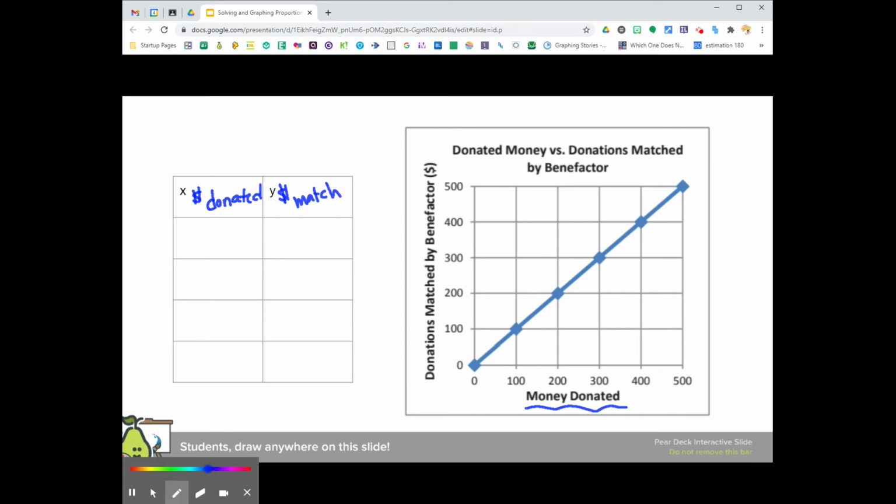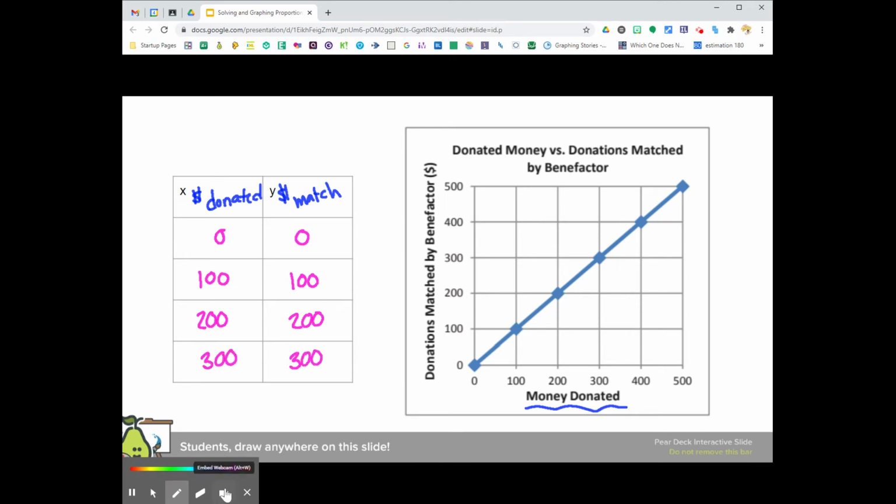Now I'm going to go ahead and put some of these values from the graph into the table. Down here at the bottom, you see 0, 0 is an option, so we can go ahead and put 0, 0 if we want. If I go over 100 and up 100, there's my next point. The next point would be over 200, up 200, 200, 200, and so on. You start to kind of see the pattern.